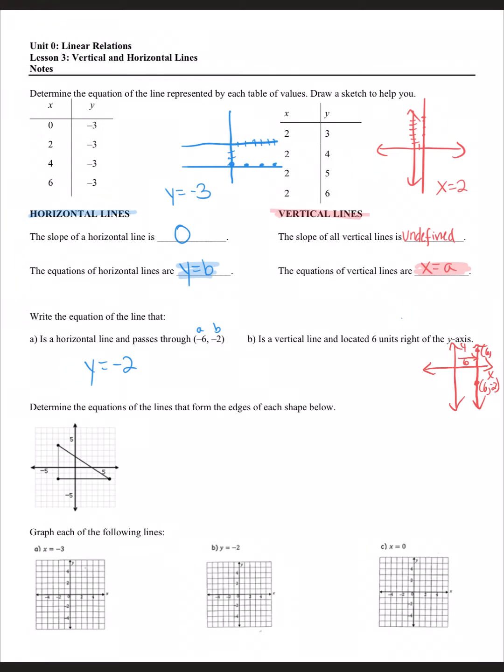This is like 6, 4. Okay, so again, all my x values are going to be 6. So the equation for this is x equals 6. Okay. The next one is looking at a shape.